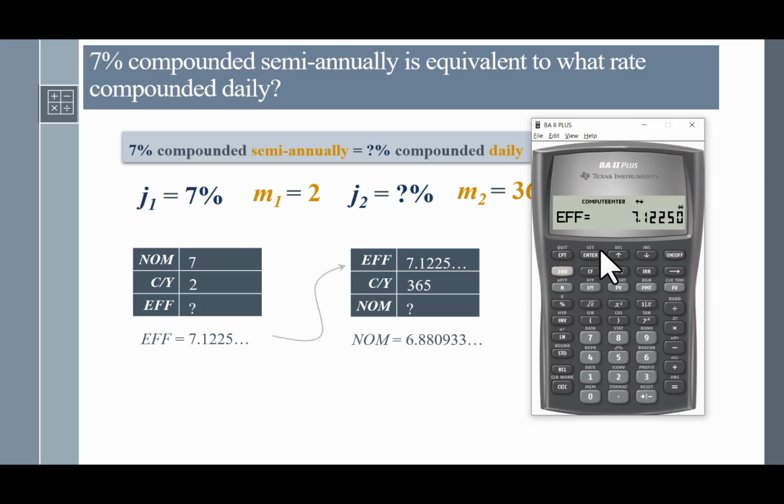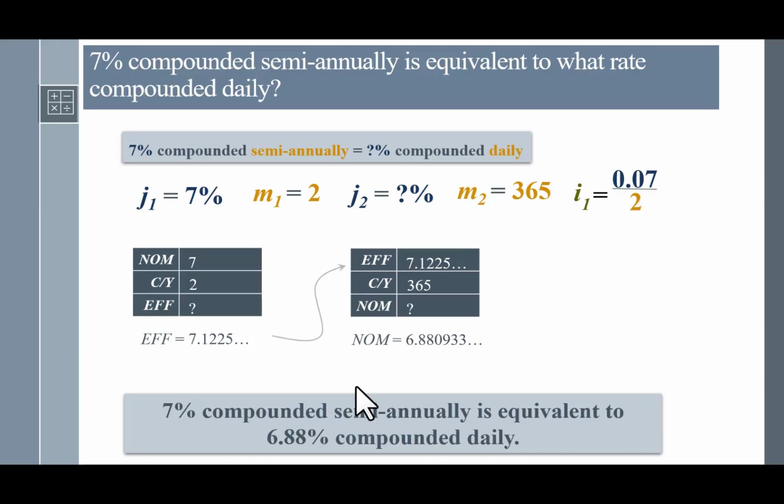Now don't clear anything, go back down, change CY to 365 and press enter. Go down to NOM and press CPT. And the answer is 6.880933 as we see over here. So the answer is 7% compounded semi-annually is equivalent to 6.88% compounded daily.